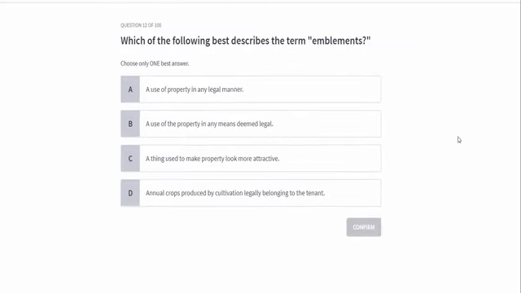Alrighty, next one, question 12. Which of the following best describes the term emblements? Ooh, this is a fun one. Okay, so there's four options. A, use of a property in any legal manner. B, a use of the property in any means deemed legal. C, a thing used to make property look more attractive. Or D, annual crops produced by cultivation legally belonging to the tenant. So like always, here's a quick opportunity for you guys to read it over and come up with your answer, starting now.